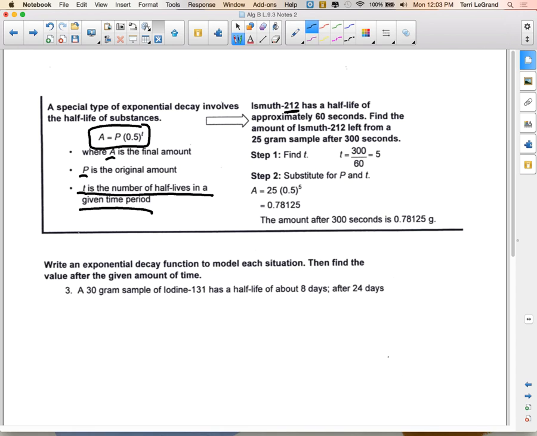So it says find the amount left from a 25-gram sample. In this case, P was 25. And notice here, they do show us how they got T. They took 300 and divided it by 60 because we were supposed to figure out how much was left after 300 seconds. So the time frame is 300 seconds. How many times will it go through a 60-second half-life? How many 60 seconds are there in 300?